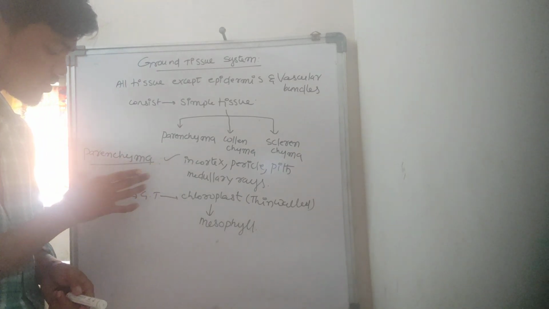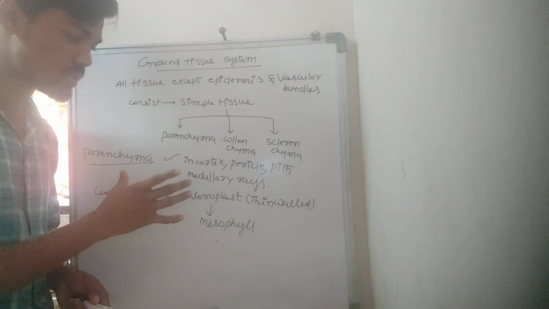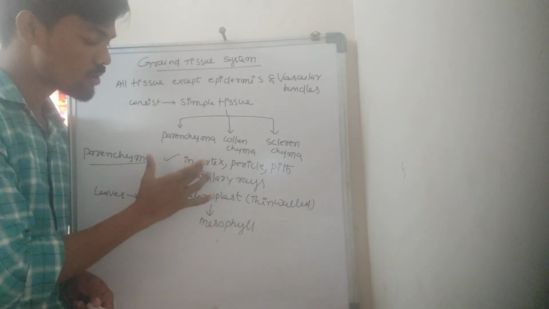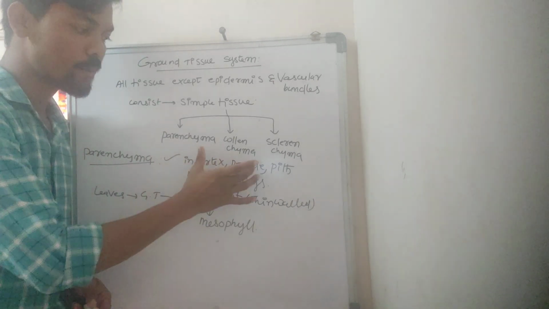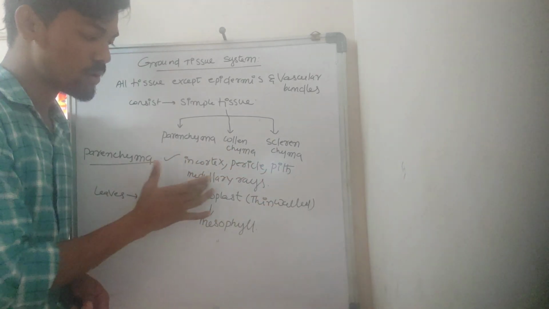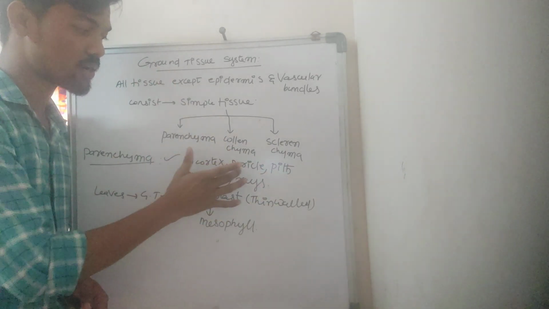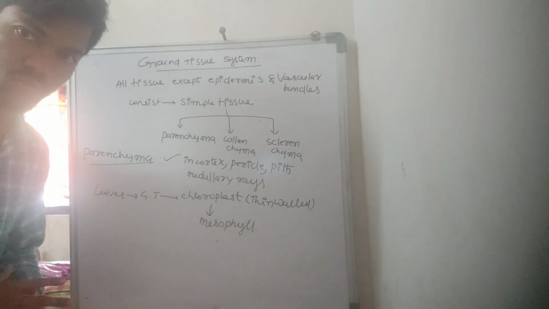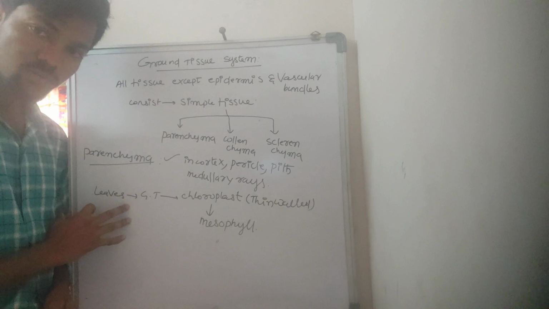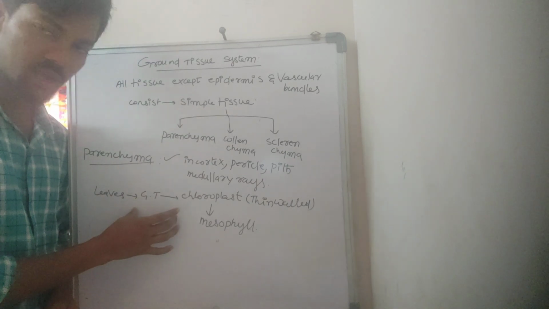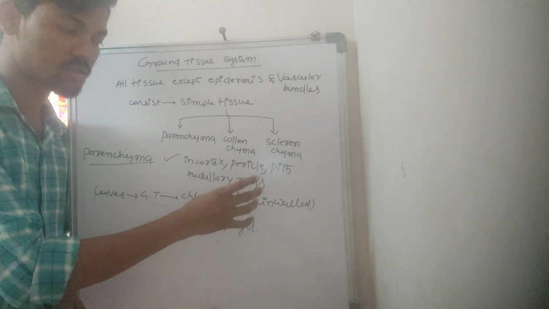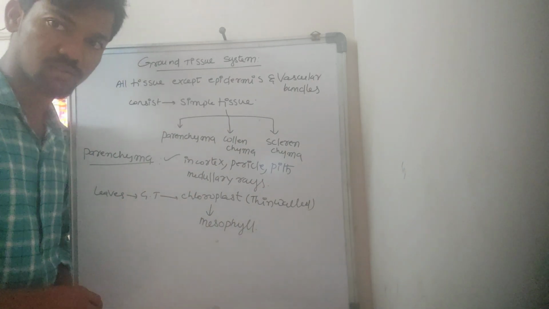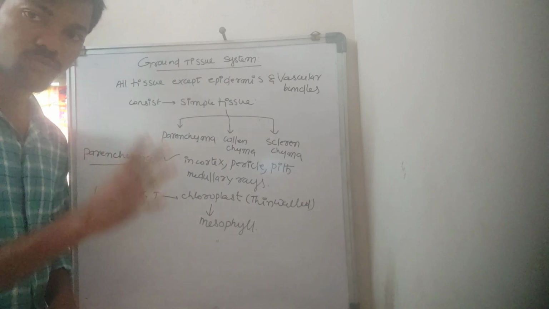So first, come to this one. Parenchyma is mostly present in the cortex, pericycle and medullary rays. These are made up of parenchyma cells only. Next, leaves. In leaves, the ground tissue has chloroplast-containing thin-walled cells. Those cells are called mesophyll cells. Don't get confused.